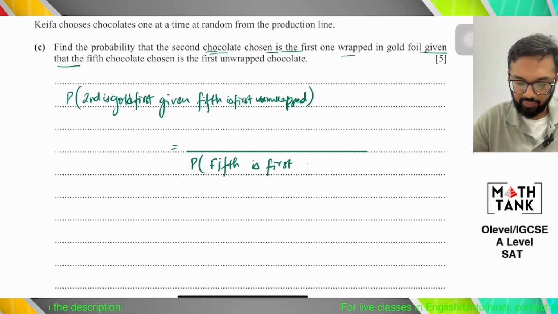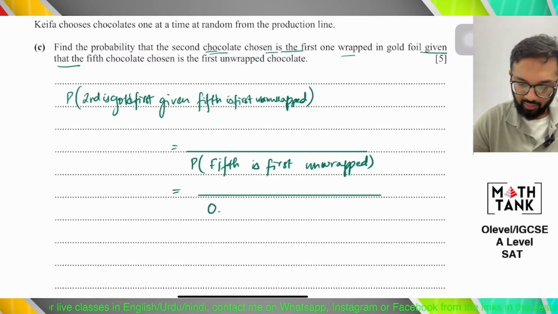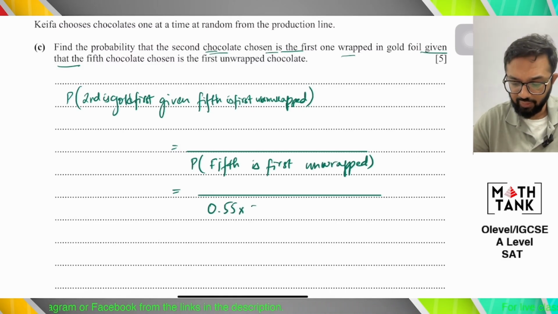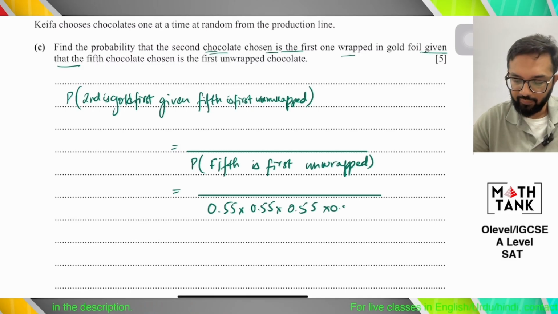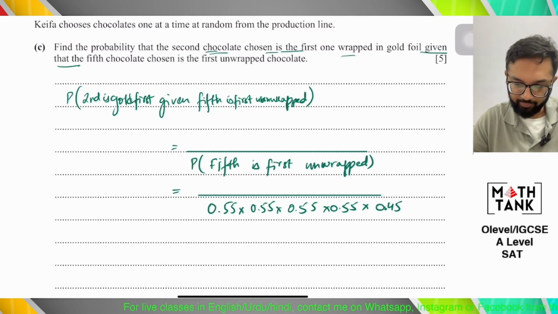First unwrapped. That means that in the first four, what I could get is either the red or the gold. So that's going to be 0.3 plus 0.25. That's going to give me 0.55, then 0.55, then 0.55, then 0.55, and then I want an unwrapped one for the first time. So that's on the fifth.